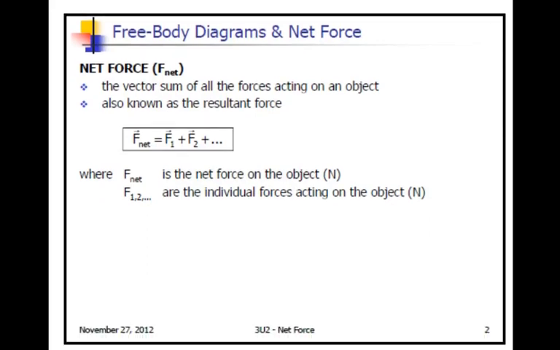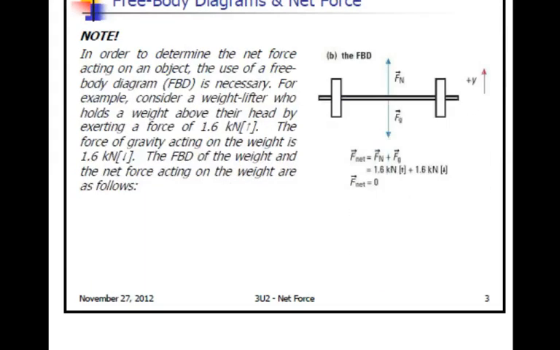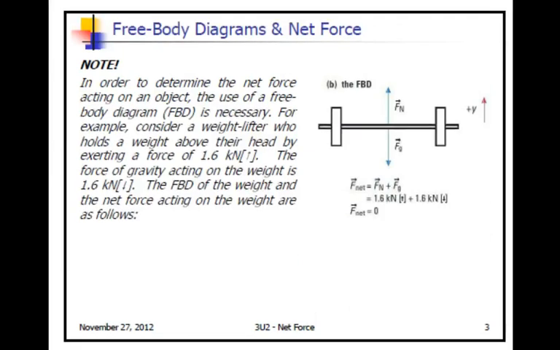So net force is the vector sum of all forces acting on an object. It's also known as the resultant force. F net is equal to the sum of all the forces, F1 plus F2 plus F3, and so on and so on. So in order to determine the net force acting on an object, we would sometimes use a free body diagram to help us understand the situation.